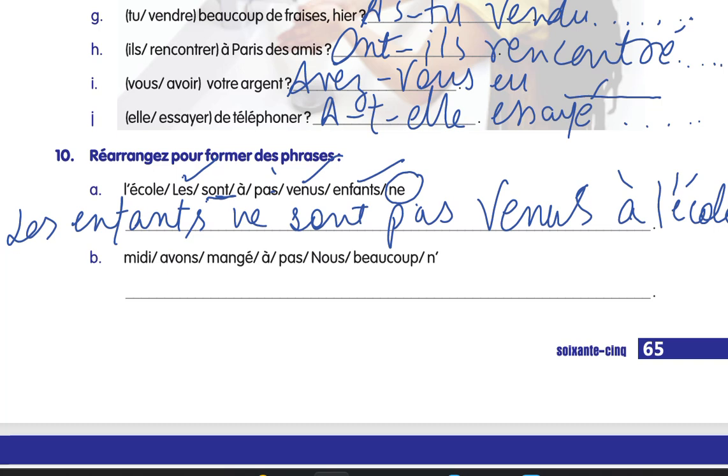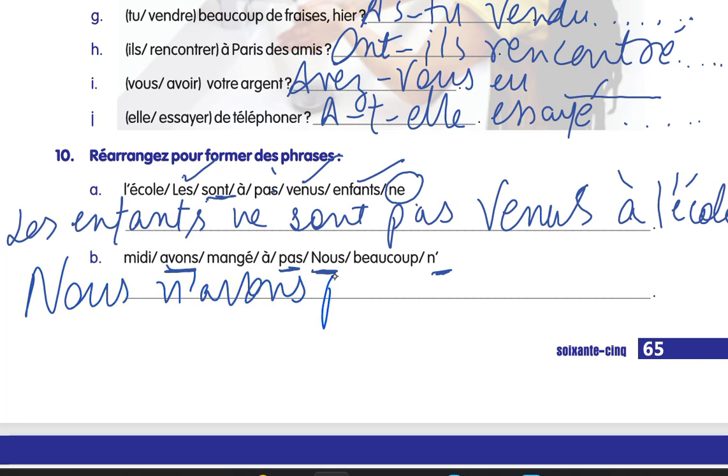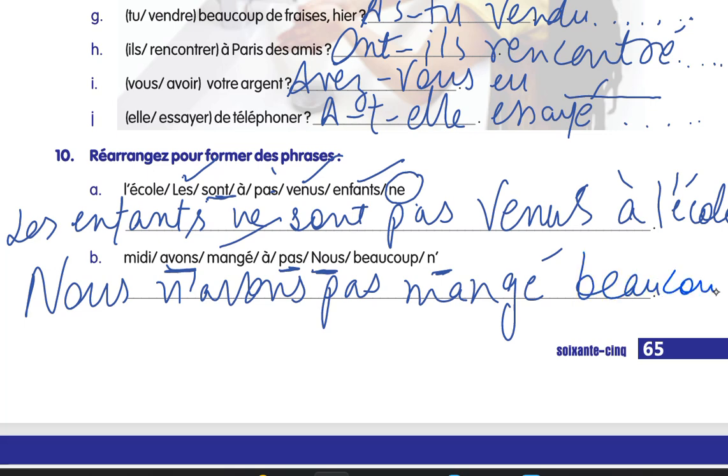Again, let's find the subject, that is nous. After nous, the verb will come. But again, this phrase is negative, then I also have ne pas. So my first set is complete, that is nous n'avons pas. Now, my PP will come. PP is the participe passé. Nous n'avons pas mangé beaucoup à midi.